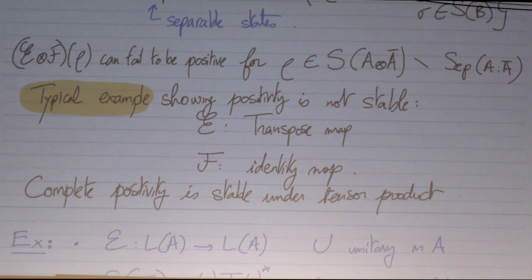So that's the idea. On the other hand, as you also see in the problem session, complete positivity, which I defined in the previous slide, is stable under tensor product.